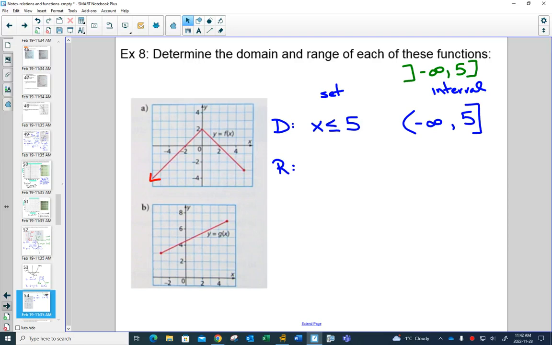Okay, what about the range? Is 3 in the range? No. What about -2? Yes. What about -4? Yes. Oh, I tried to trick you. It does exist over on this side. So is there a smallest range value? No, it goes down forever. Y has to be less than or equal to 2. And in interval notation, is there a smallest value? No. So we start at negative infinity. The biggest value is 2, and it's included.